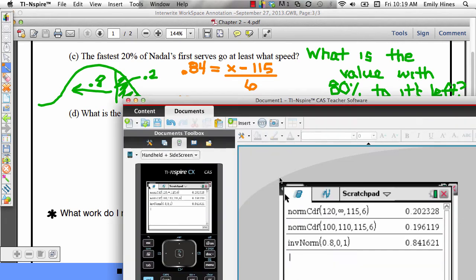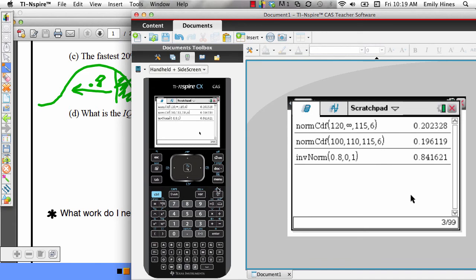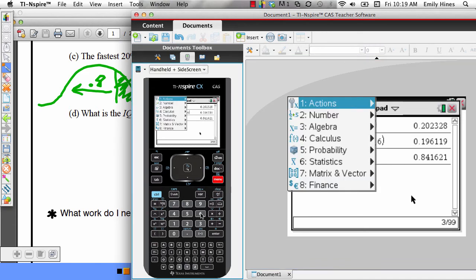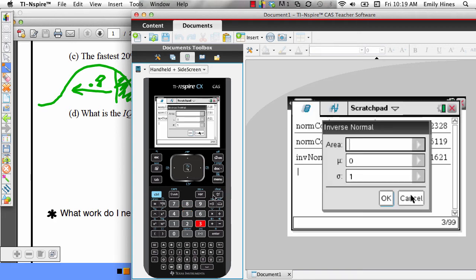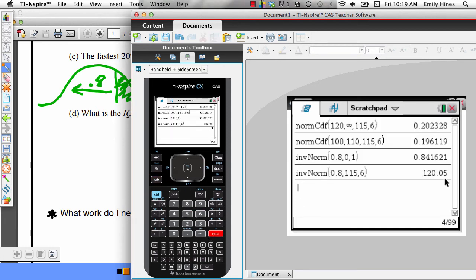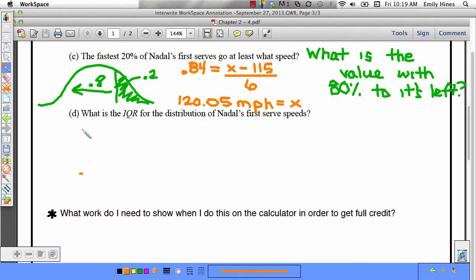Note on the calculator, even though I have to show that work, if I do inverse norm and say 0.8, I can change the mean to 115 and the standard deviation to 6, and it'll go ahead and give me the 120.05. So, either way, but you need to show this to get credit.